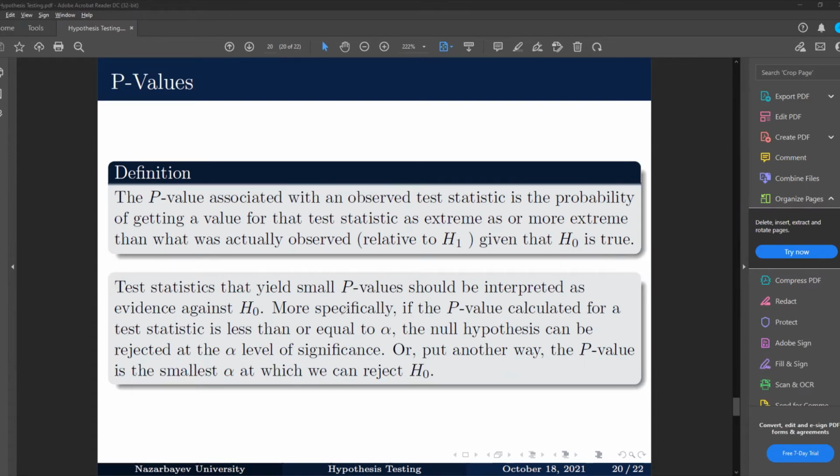More specifically, if the p-value calculated for the test statistic is less than or equal to the significance level, the null hypothesis can be rejected at the alpha level of significance. Or put another way, the p-value is the smallest alpha at which we can reject H naught.